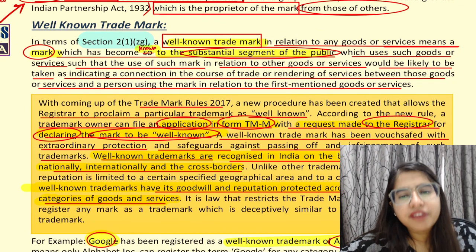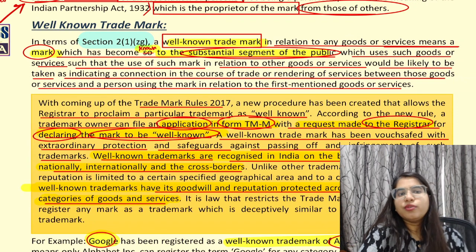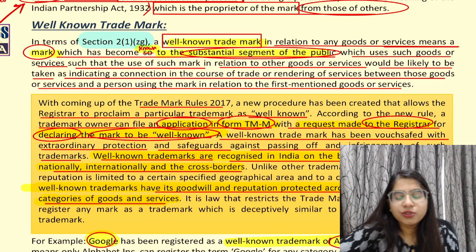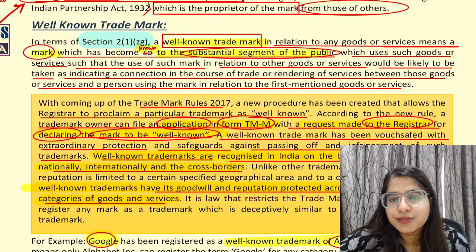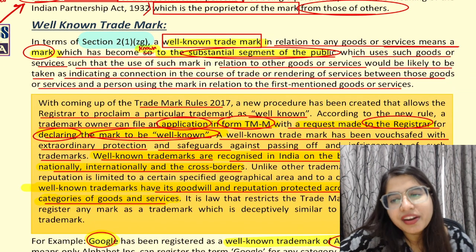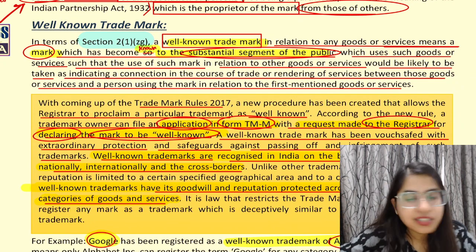Everyone knows about Google, everyone knows about Facebook. Are you understanding? Everyone knows about Reliance. Even those who don't watch the news and all, they even know Reliance Mukesh Bhaiya, right? So we can call it a well-known trademark, meaning which is known to the substantial segment of the public which uses goods and service.